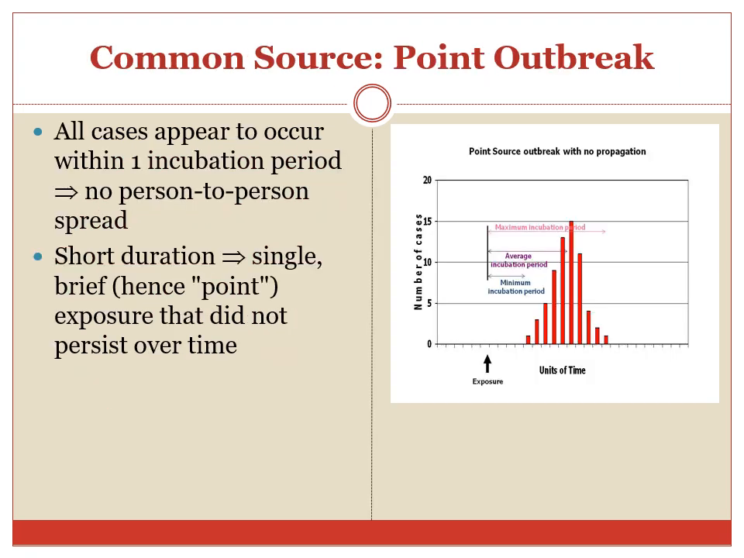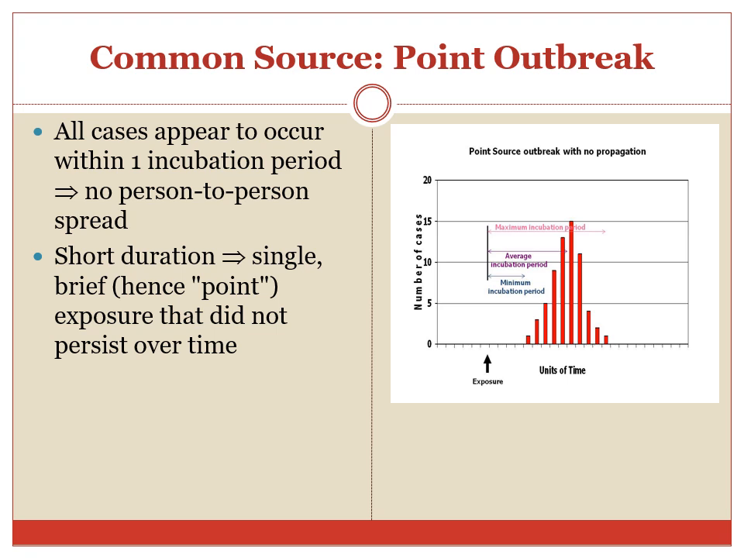So how does an epidemic curve look for a common source outbreak? With a common source outbreak, it could be a point outbreak, meaning that all cases appear to occur within one incubation period. No person-to-person spread. You have exposure here, you have the incubation period, you start seeing the number of cases increase, and then it goes away, it dies out.